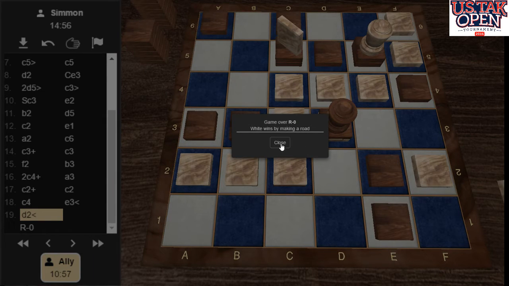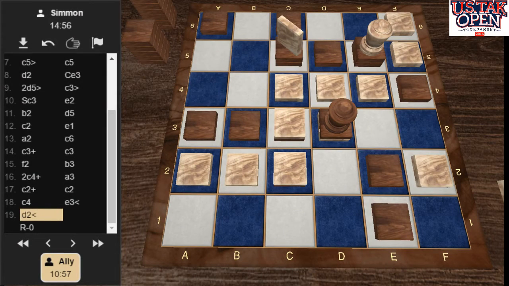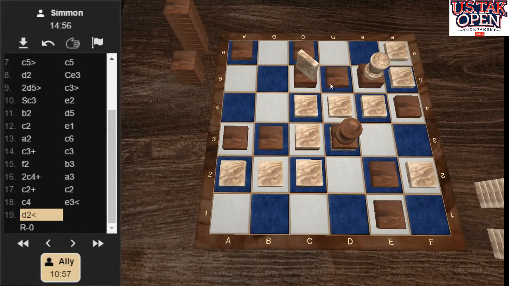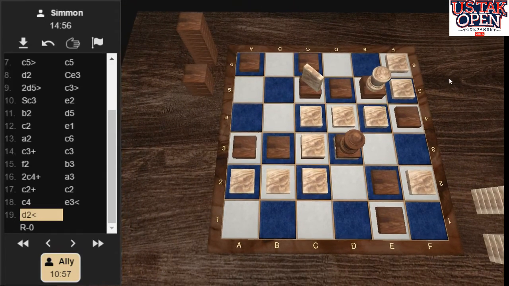All right, and there we have it. A road for Simmon. Good game to both players. That was a sudden end, as can happen. But yes, that move was a capstone onto his own black piece. So that does mean the first game goes to Simmon. And with the remaining pieces, that's going to be a tough second game.